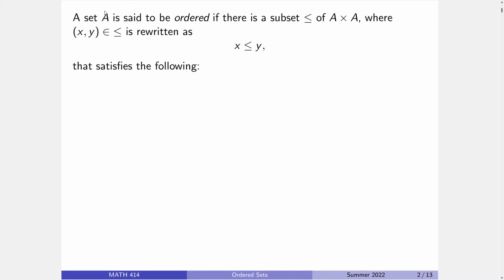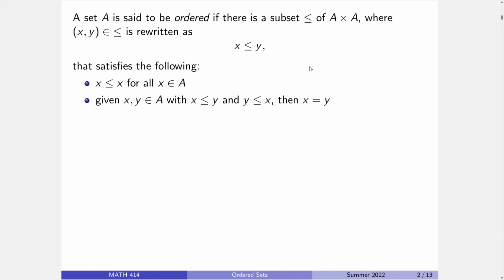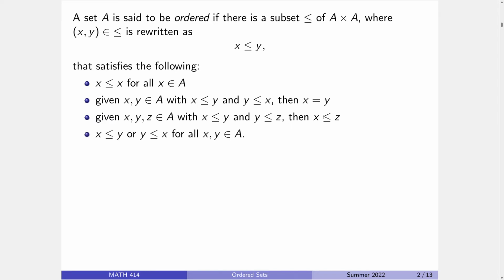And now, in order for a set A to be ordered, the ordering has to satisfy some things. Everything is less than or equal to itself. That's hopefully not too offensive. If x is less than y, and y is less than x, then it's got to be that x and y are the same thing. And then some transitivity. If I know x is less than y, and y is less than z, then x is less than z. And then the final thing that we will include in our definition of ordered is that given any two elements, they are comparable, meaning that one is less than or equal to the other.